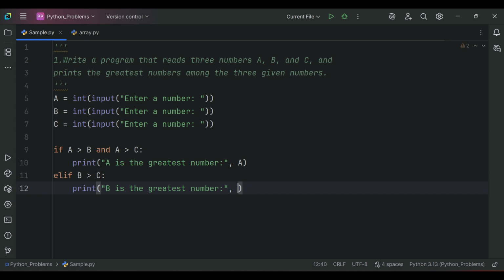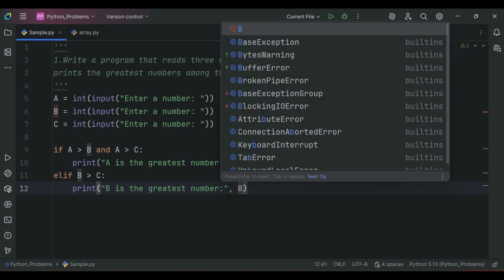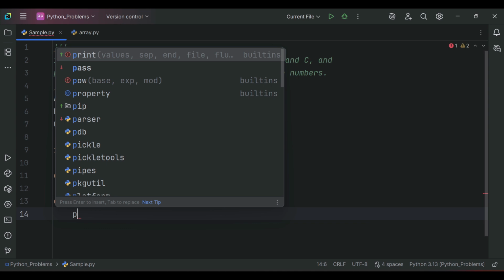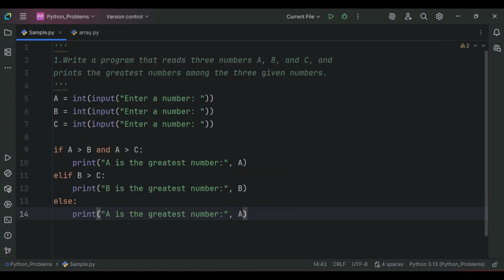Otherwise, what is the remaining number? Suppose A is not greater and B is not greater. Then obviously C is the greatest. So take else: print C is the greatest number.